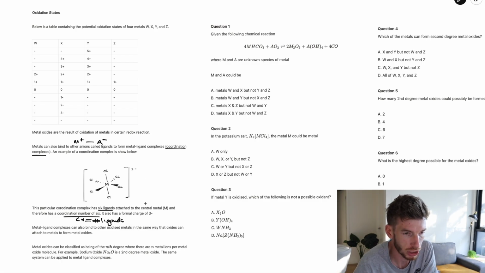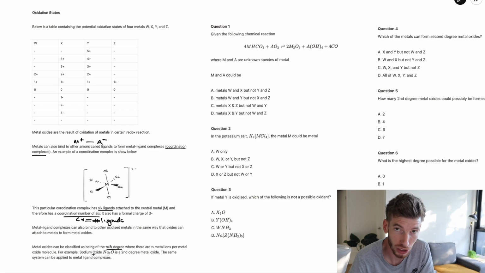And then it has a formal charge of 3-, shown here. Metal ligand complexes can also bind to other oxidized metals in the same way that oxides can attach to metals to form metal oxides. And metal oxides can be classified as being of the nth degree, so a bit of new information here, where there are n metal ions per metal oxide molecule. So again, for non-science, that's a bit of a mouthful.